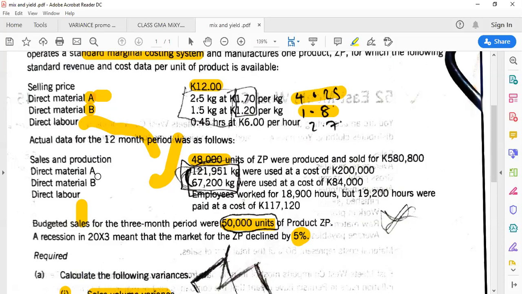Let's go. So what was the actual material used? The actual material used was 121,951 kg, at what cost? At 200,000. That is for material A. For material B, they used 7,200 kg at what cost? At this one. So what we want to do now is say the 121,951 kg, how much was it supposed to cost them if they had used the standard? The standard was 1.70 per kg. So these kgs at this price, how much would it cost them? And then the 7,200 kg at this price, how much would it cost them? Then we see whether there's a variance in material price or not.